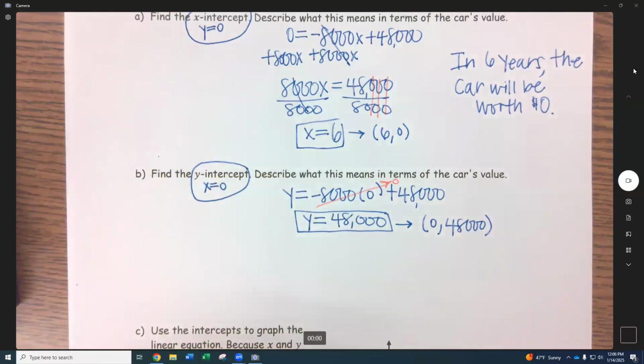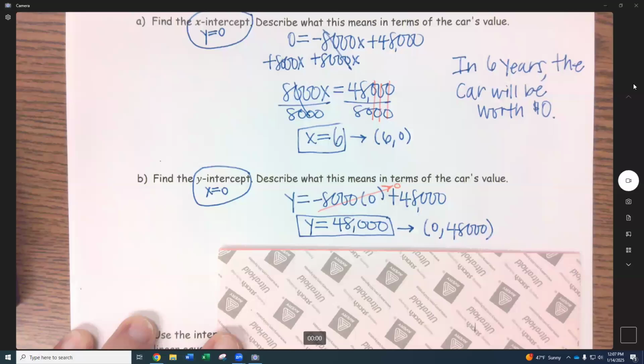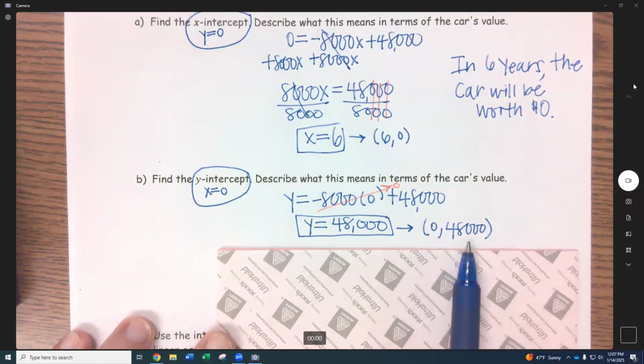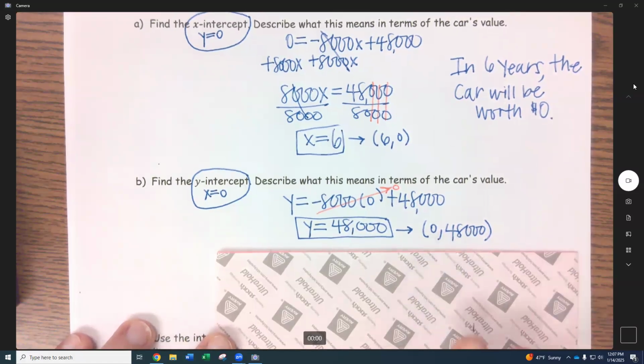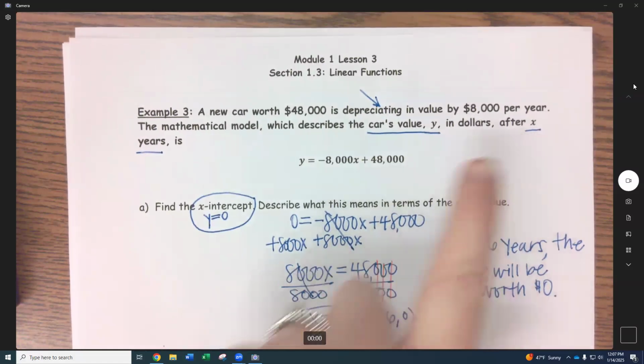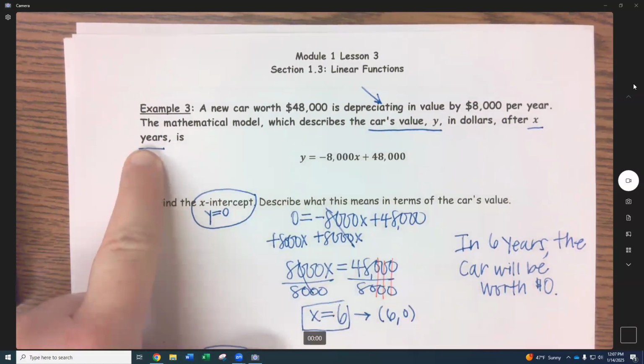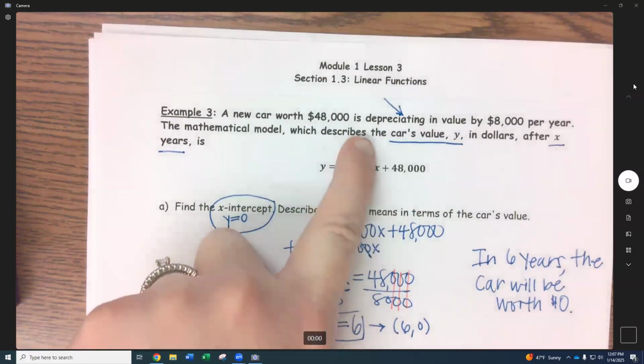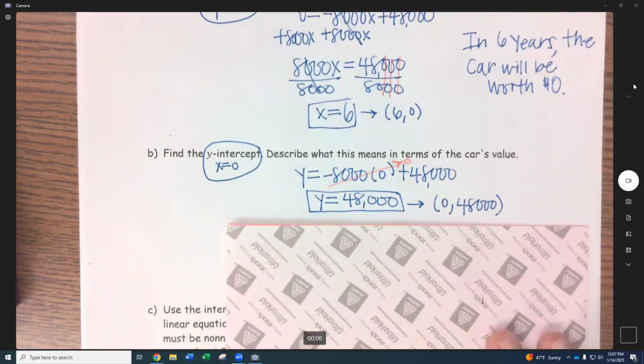Describe what this means in terms of the car's value. So pause the video and see if you can tell me what this means. Okay, hopefully you had time to pause the video and try this on your own. If not, it's kind of your last chance. But I have the ordered pair 0, 48,000. So my x is 0. What does x represent? X equals the number of years. So after 0 years, my y represents the car's value. The car is worth $48,000.